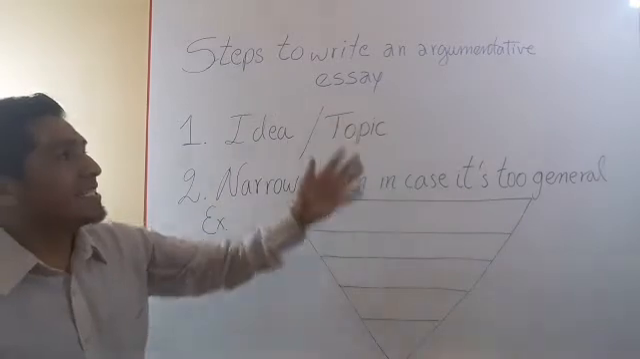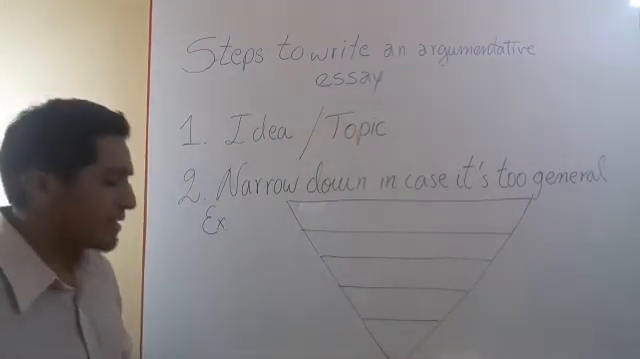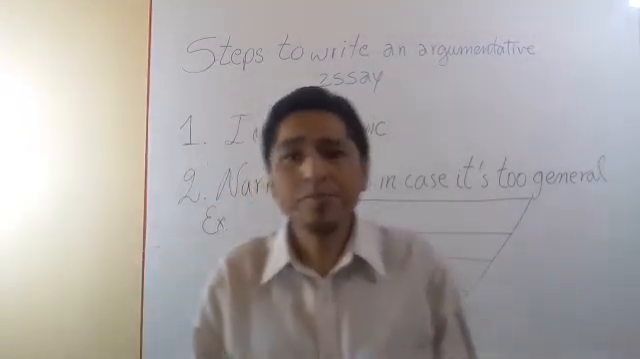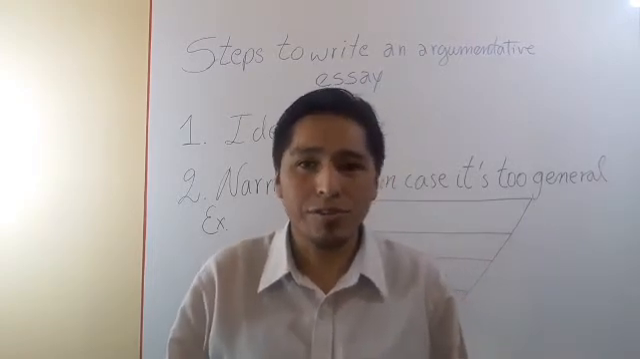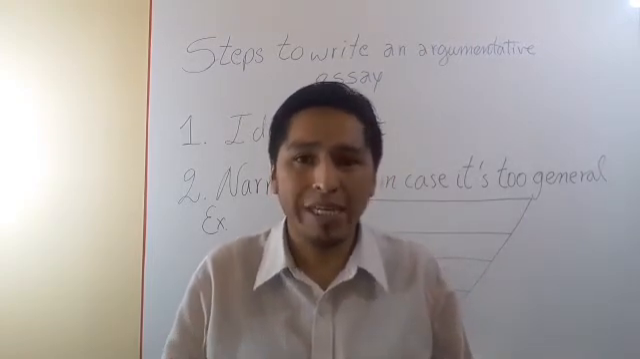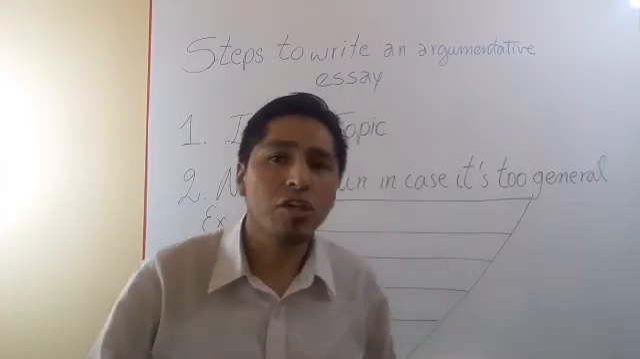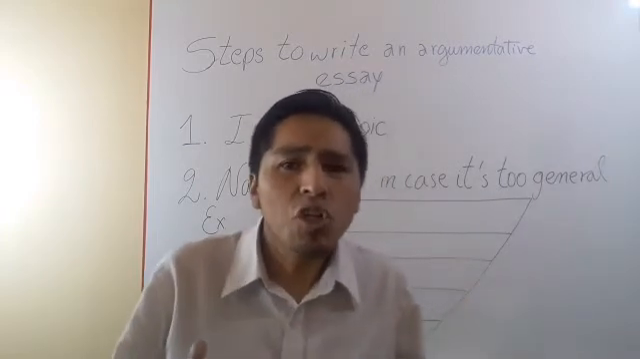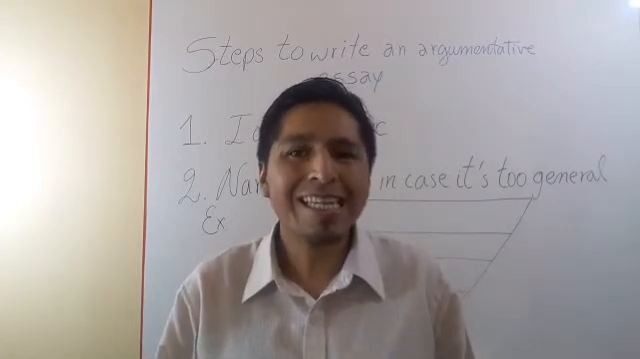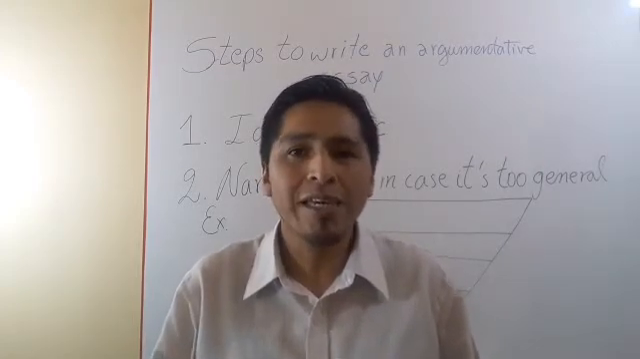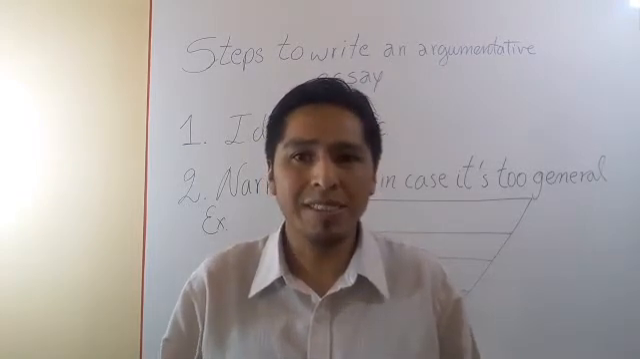Some steps to write an argumentative essay. Very good. Steps to write an argumentative essay. Well, to begin with, what you have to do is to have an idea of what you want to write about. Okay, that's going to be the topic. When we choose a topic, you have to know, you have to have some information about it. It has to be interesting to you, okay? Otherwise, you won't have much to say about it.